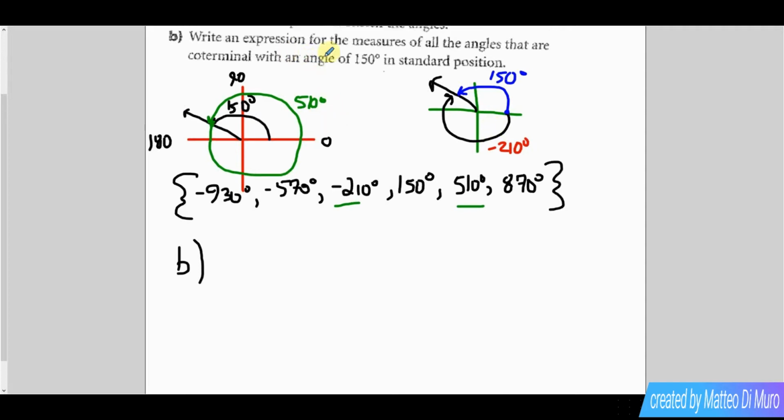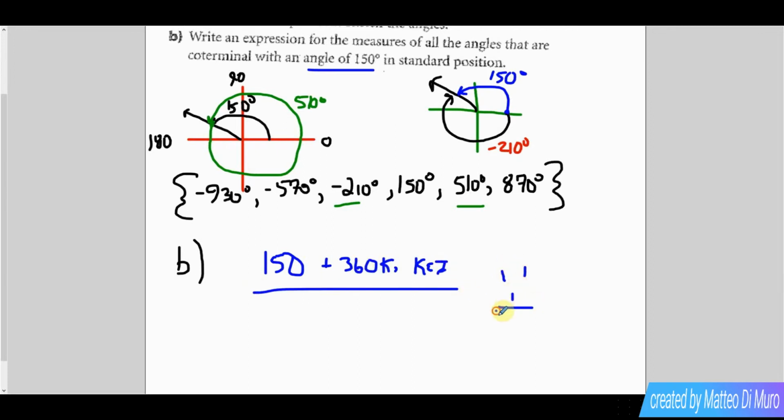So for part B, they want us to write all the expressions for a coterminal angle with 150. So we've seen that before. We're going to take 150, and add 360 times k, and as long as k is an element of the integers, then we're going to be getting our negatives and our positives, so we are all good to go. Happy face.